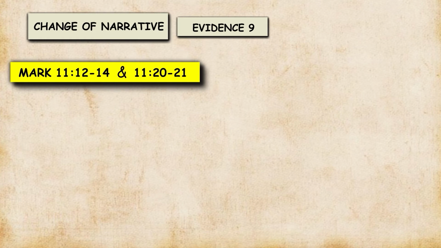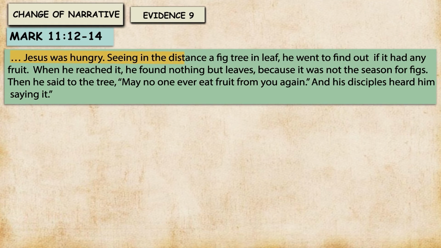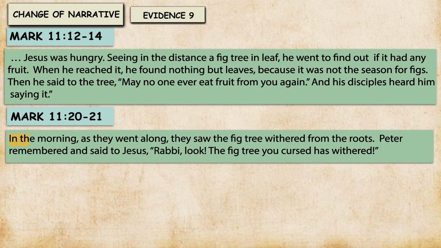Jesus was hungry. Seeing in the distance a fig tree in leaf, he went to find out if it had any fruit. When he reached it, he found nothing but leaves, because it was not the season for figs. Then he said to the tree, "May no one ever eat fruit from you again." And his disciples heard him saying it. In the morning, as they went along, they saw the fig tree withered from the roots. Peter remembered and said to Jesus, "Rabbi, look, the fig tree you cursed has withered."